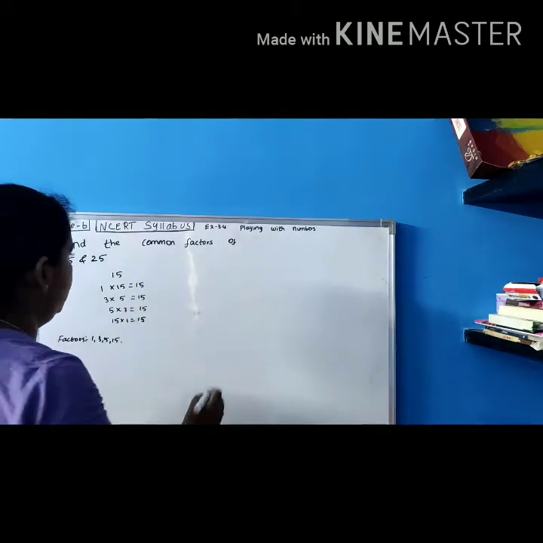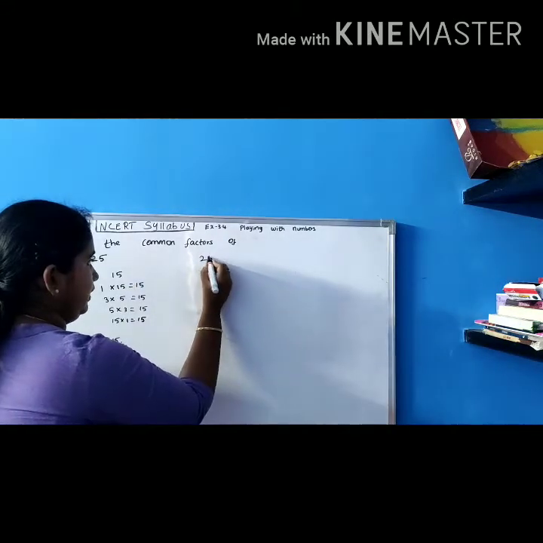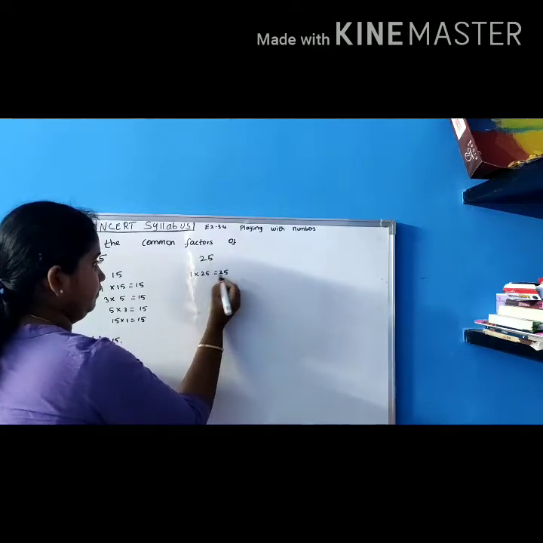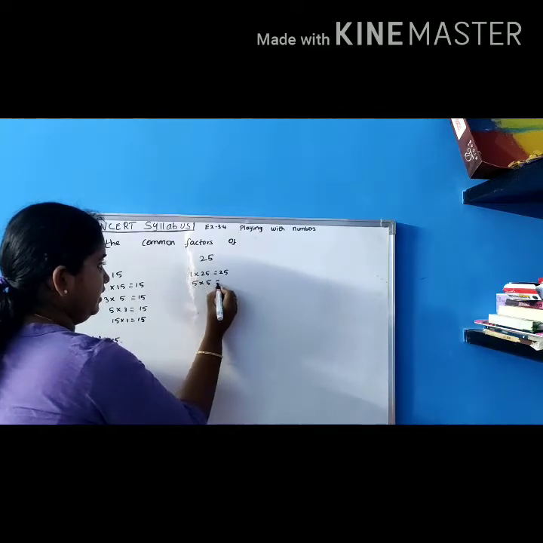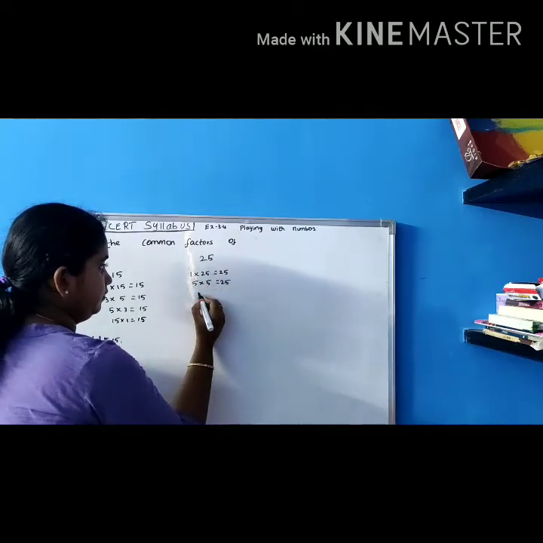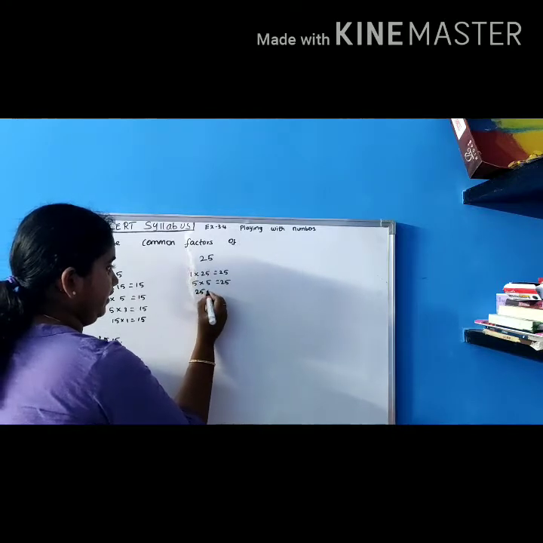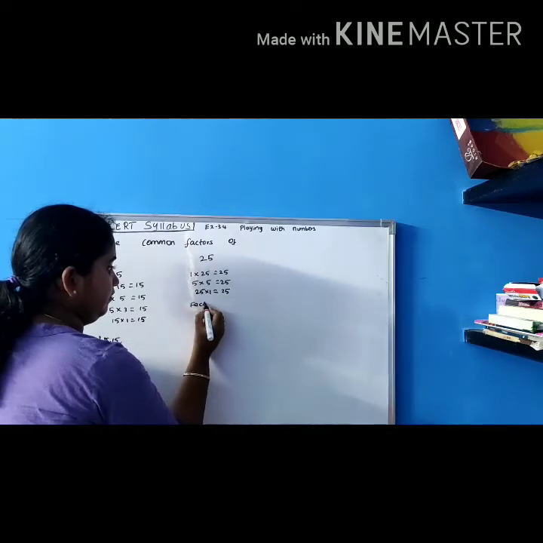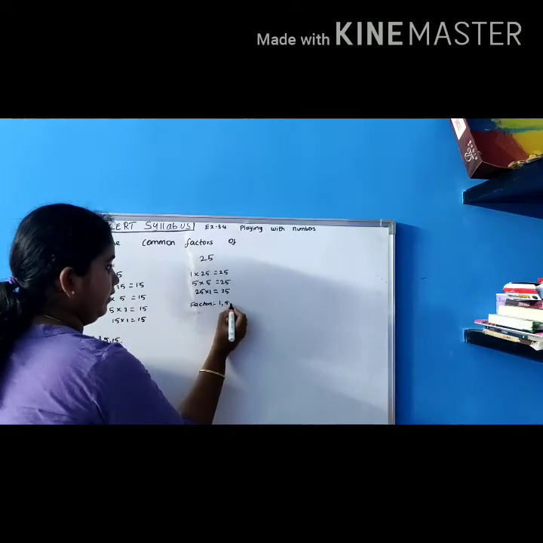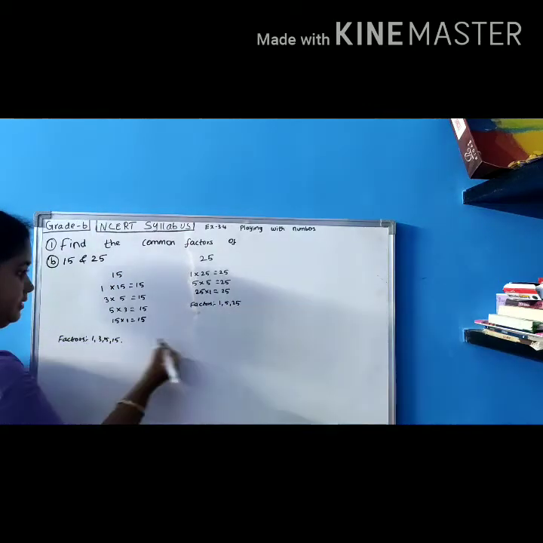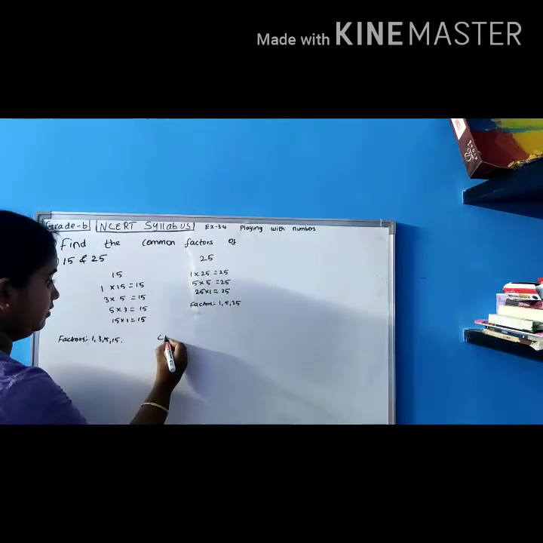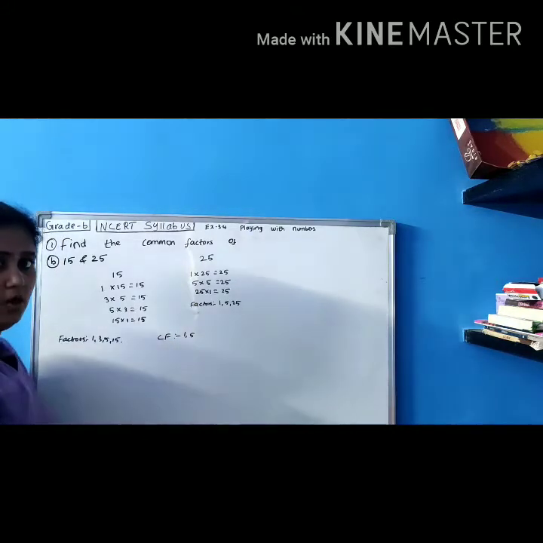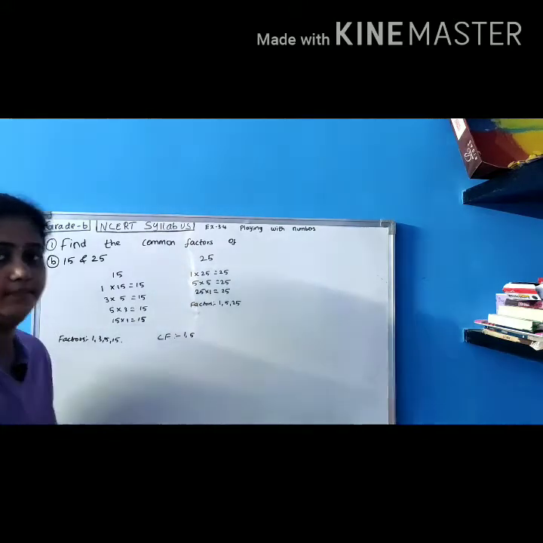Here also the same. Next I am going to write for 25. 1 into 25 is 25. 5 5s are 25. Then 25 into 1 is 25. That's all. You don't have any other factors. So factors of 25 are 1, 5 and 25. Now compare these two and write the common factor. Common factors are 1, 5. Okay. So this is the common factor. Did you understand? Okay.